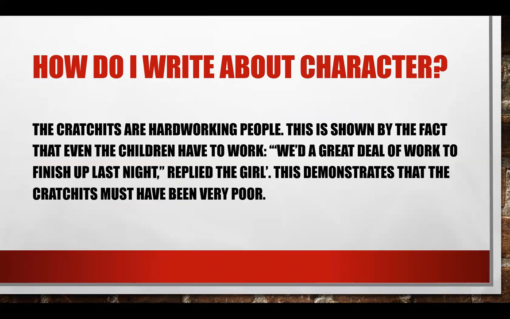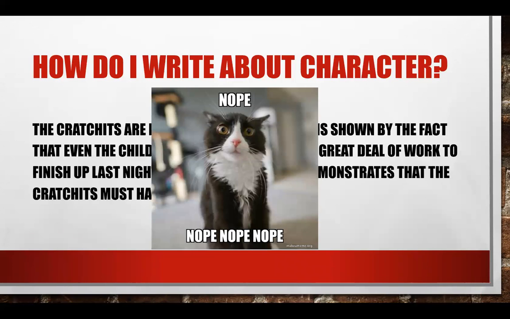Okay, so how do I write about character? Again, if you have watched any of my other videos, you know how this works. So the Cratchits are hardworking people. This is shown by the fact that even the children have to work. "We had a great deal of work to finish up last night," replied the girl. This demonstrates that the Cratchits must have been very poor. Whilst this is correct, it's still a no. Well, a nope, to be specific. It talks about the Cratchits as if they're real people and doesn't expand on the analysis enough.